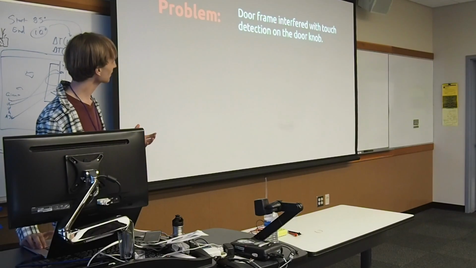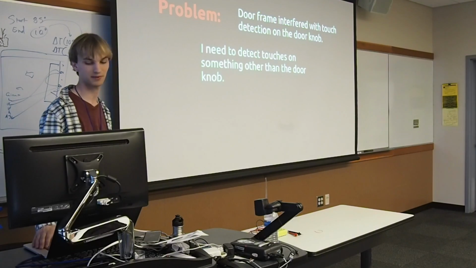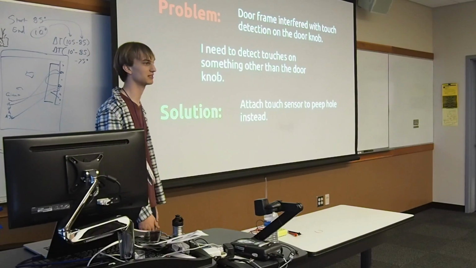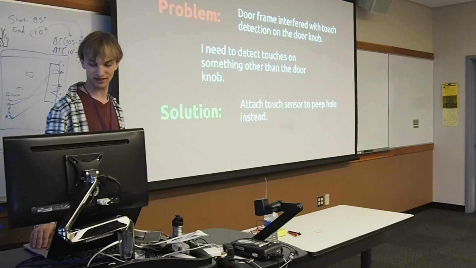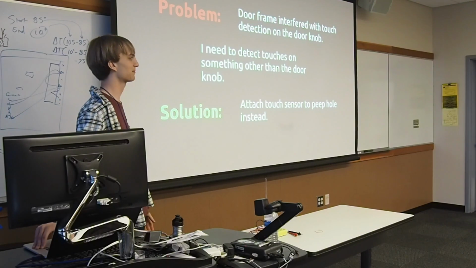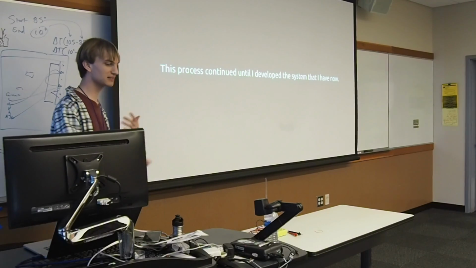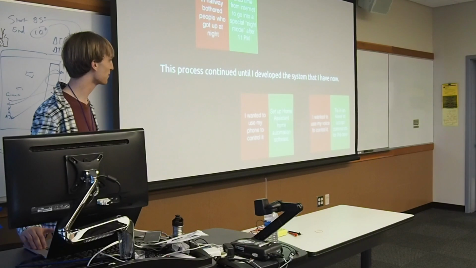So I needed to detect touches on something other than the doorknob. It's not an ideal solution, but I attached it to the peephole instead. Sometimes there's compromises. Sometimes things just don't work. I spent a lot of time trying to get the doorknob to work, but it never did. So this process of problems and solutions continued until I had the system that I have now.